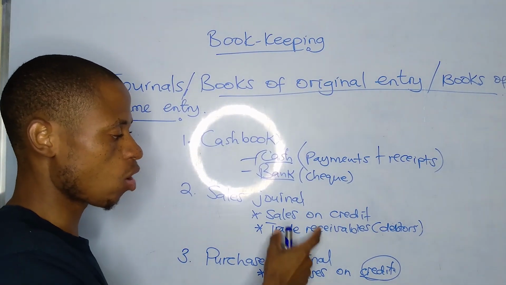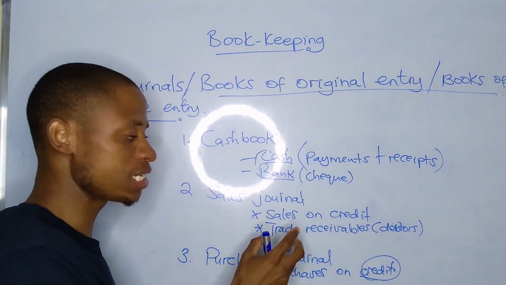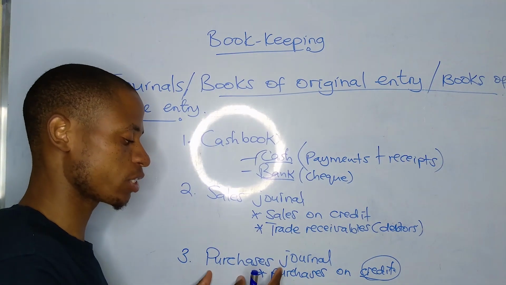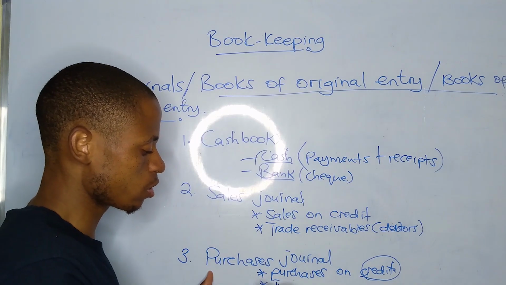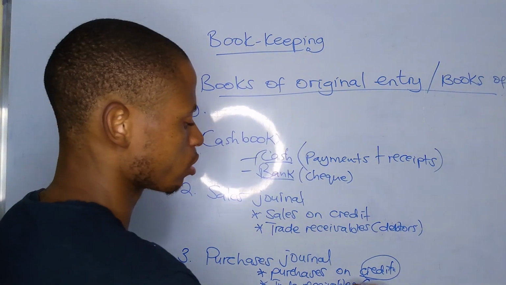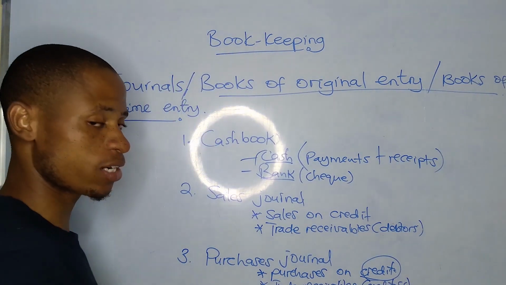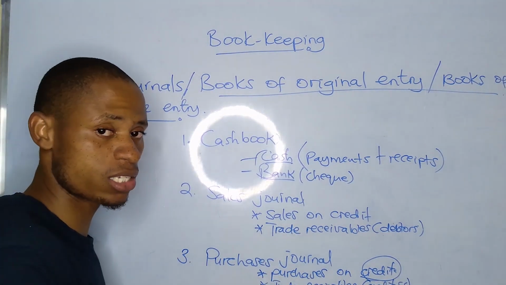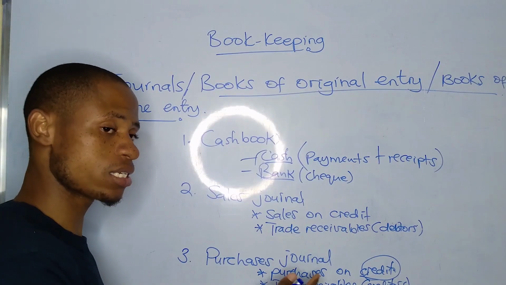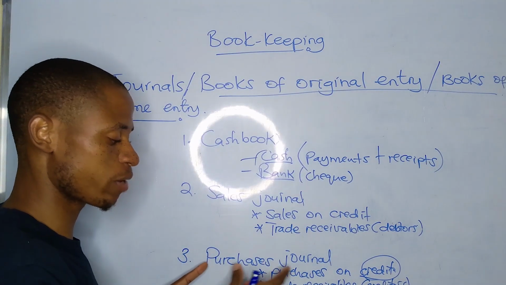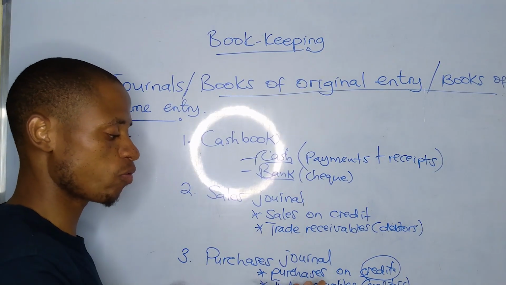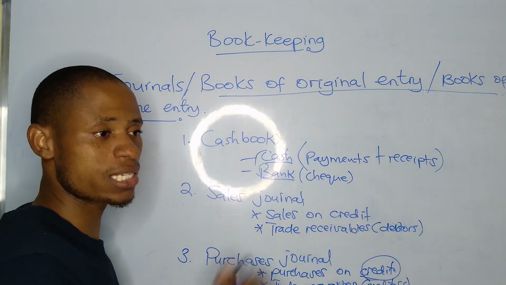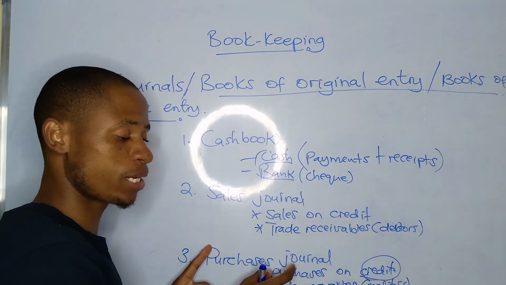But in this case, all the ones that are on credit, in this case to suppliers, are recorded in the purchase journal. If you are recording all trade payables, they are going to be transferred to a purchase ledger, but we are going to take them from the purchase journal. We transfer them to their separate accounts from the purchase journal.